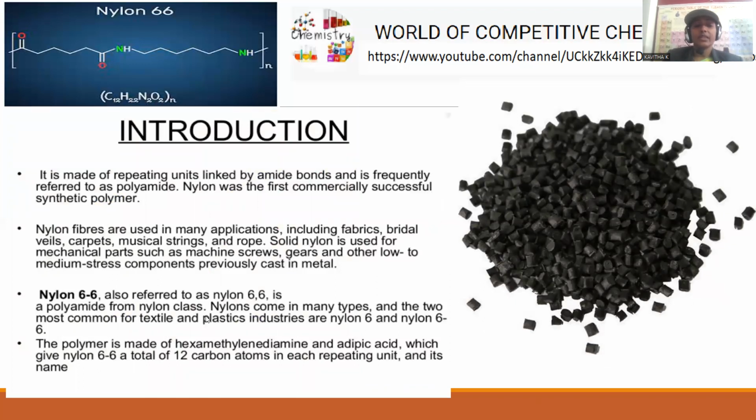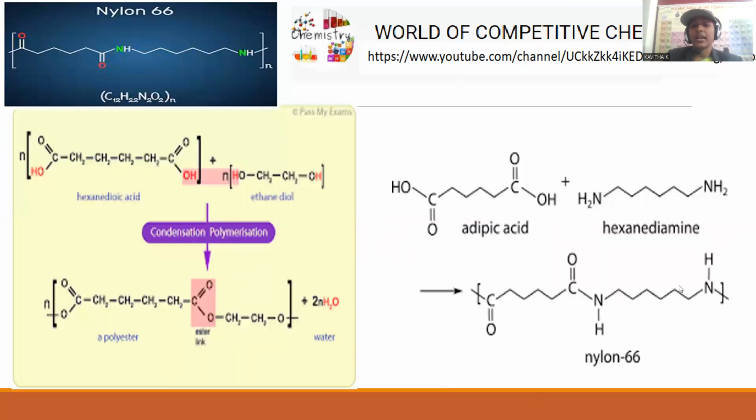Polyamide generated from the nylon class. Nylon finds many applications, and the two most common in the textiles and plastics industries are nylon 6 and nylon 6,6. So many types of nylons are available, depending upon the number of carbons present in the given monomers. For example, nylon 6, nylon 6,6, and nylon 6,10 are all there.